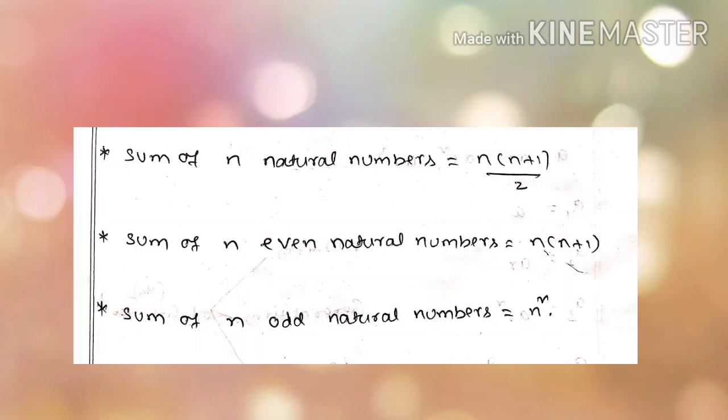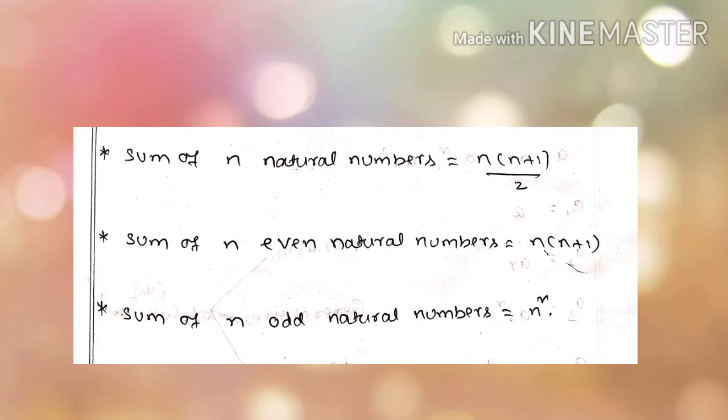Sum of n natural numbers is equal to the formula n into n plus 1 by 2. Using this formula we can add the sum of 10 natural numbers, sum of 50 natural numbers, sum of 100 natural numbers, sum of 1000 natural numbers. If any number is given, we can add by using the formula: sum of n natural numbers is equal to n into n plus 1 by 2. And sum of n even numbers is equal to n into n plus 1. Similarly, sum of n odd numbers is equal to n square.